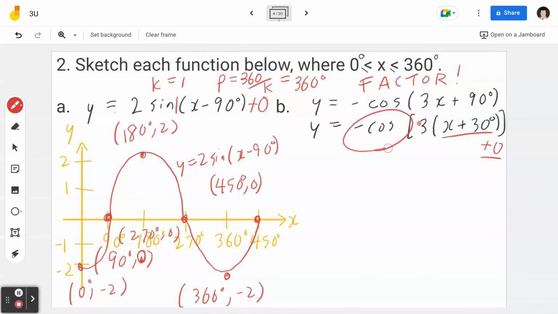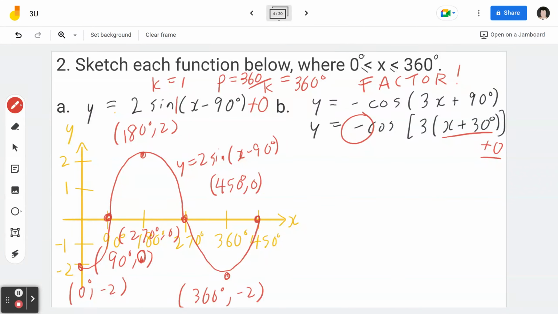This is a cosine function. Normally, a cosine function means you start at the maximum, but there's a reflection here. So you're starting at the minimum. So you go left by 30 degrees. You're going to go down by 1 because the amplitude is 1.